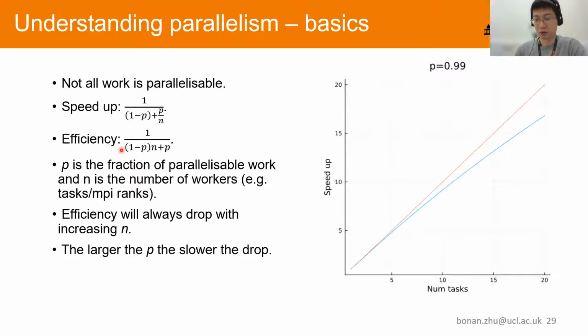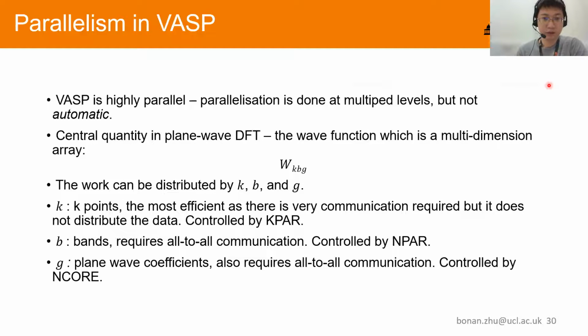However, if your problem is harder or your code is more efficient, say 99% of the job can be parallelized, you'll still see the speedup drop from the ideal line, but in a much slower fashion. This means your calculation can run with a larger number of tasks while still maintaining good efficiency. So this is important.